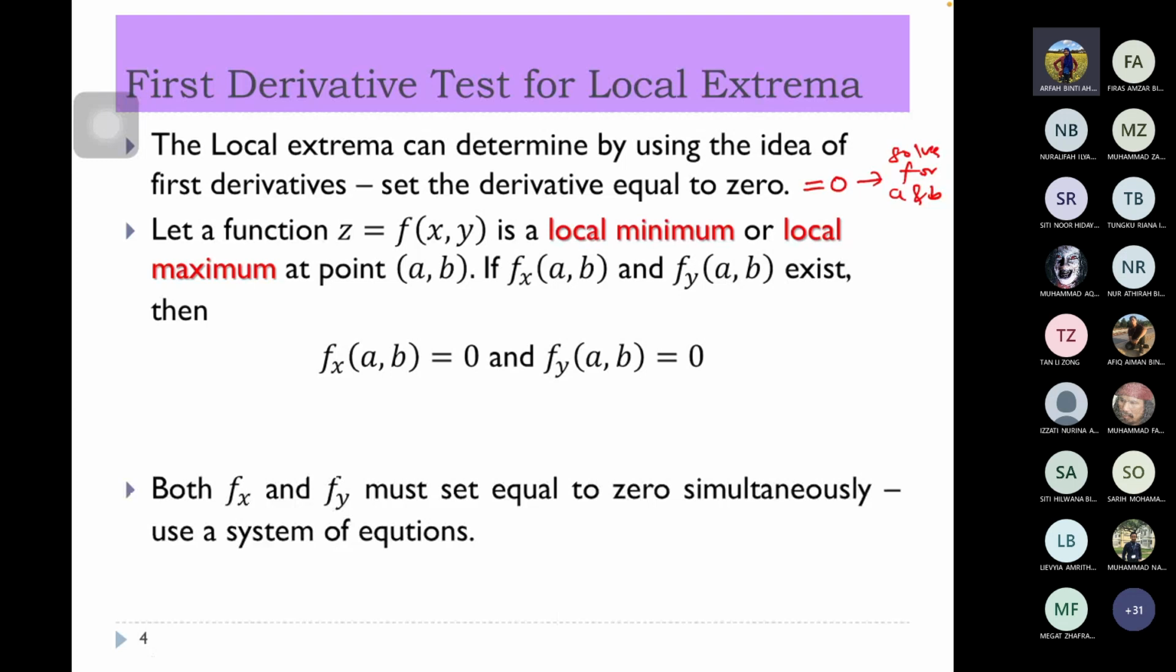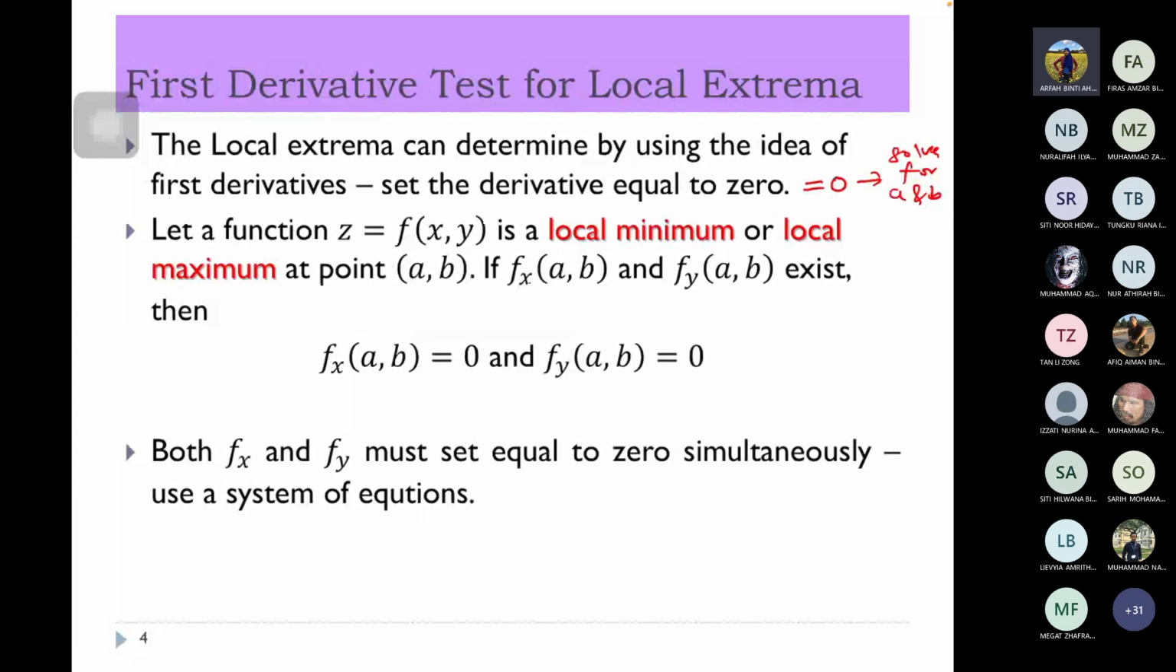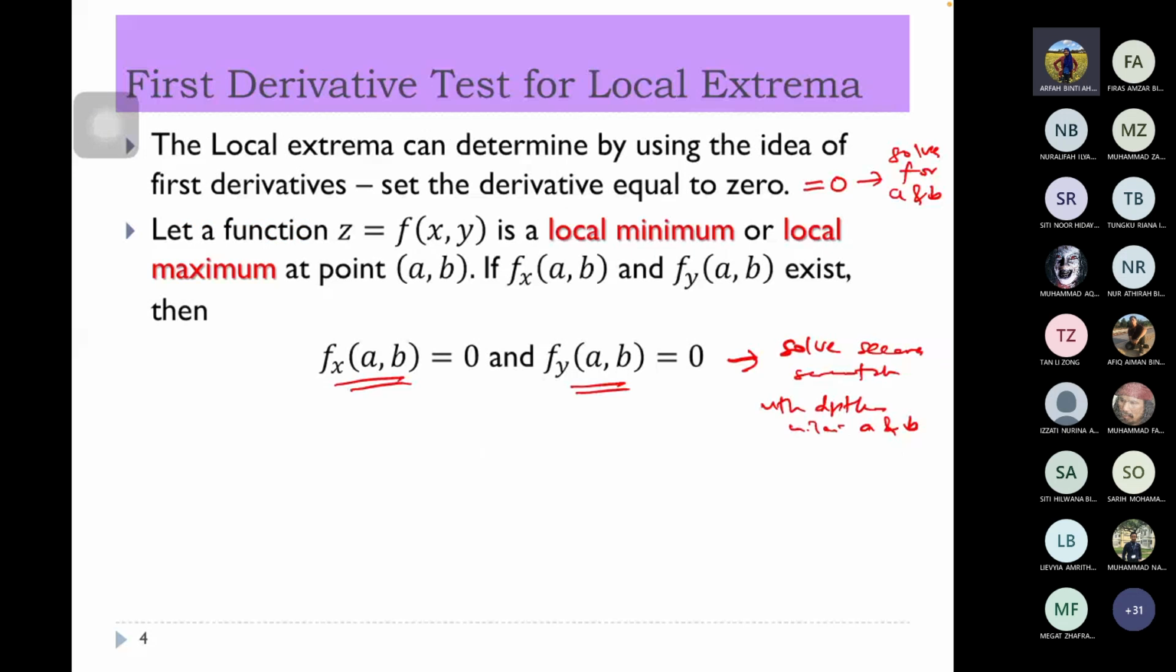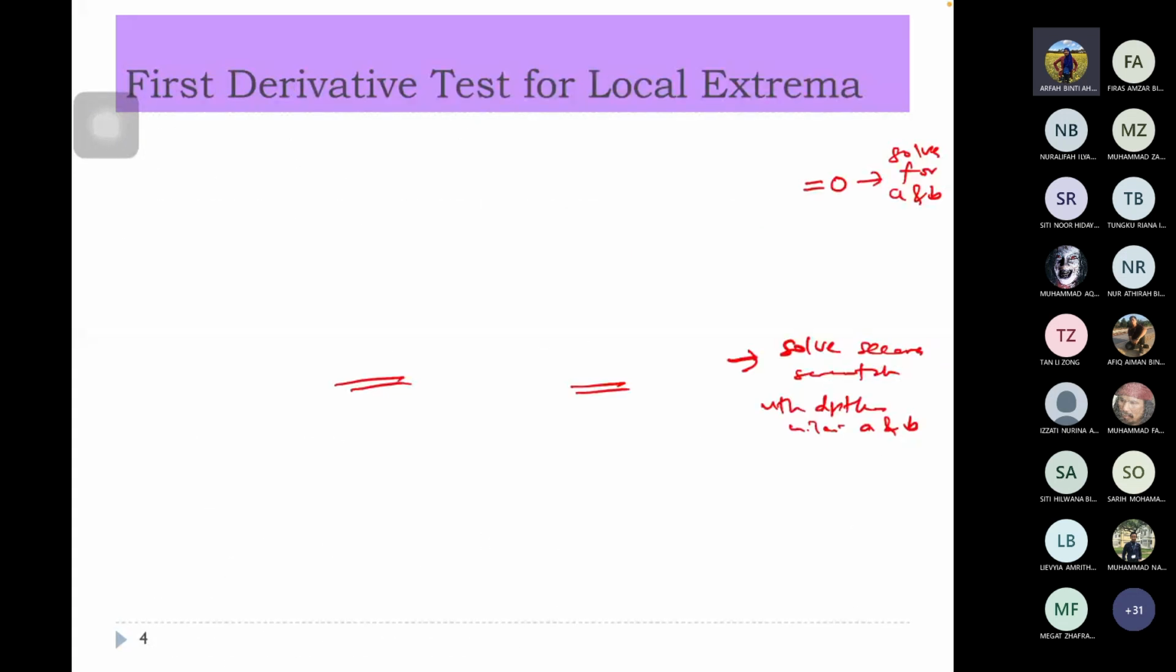Both fx and fy must be set equal to 0 simultaneously by using a system of equations. Okay, we solve simultaneously. So set fx at (a, b) equal to zero and fy at (a, b) equal to zero. So solve simultaneously to get the values of a and b. So from here, if we get it greater than zero, it's back to this criteria.